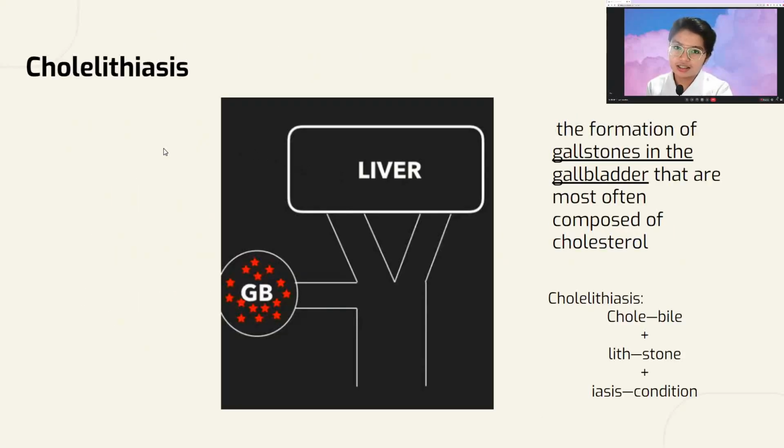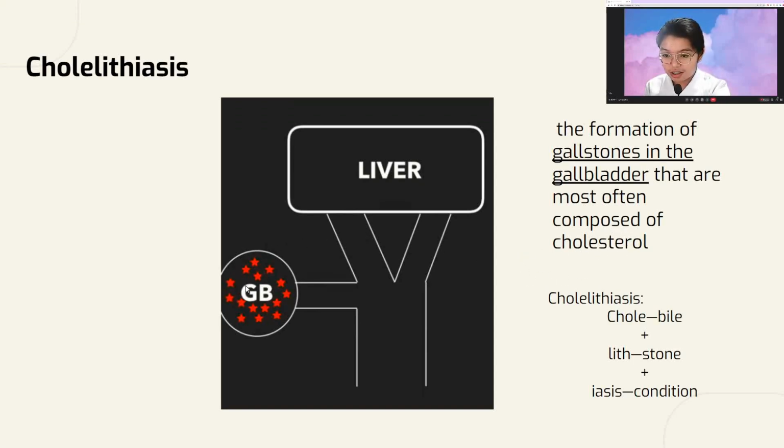So let's dive headfirst into the topic. First topic is cholelithiasis. As you can see in this illustration, this is the liver and this is the gallbladder. To simplify it, I have included a breakdown of the name cholelithiasis. Chole means bile, lith means stone, iasis is a condition. Therefore, it is the formation of gallstones in the gallbladder that are most often composed of cholesterol.